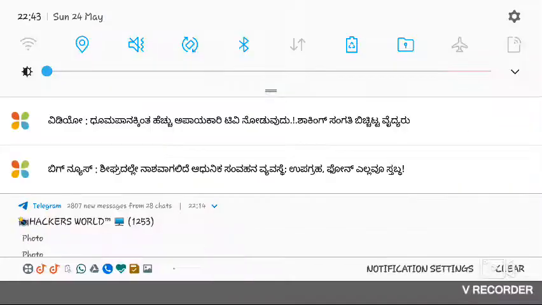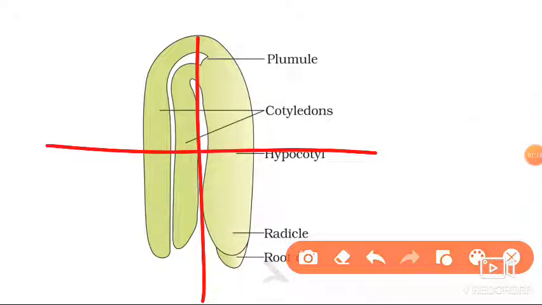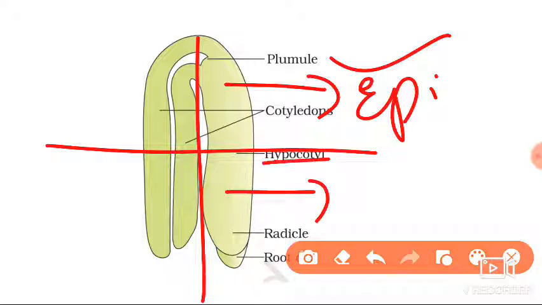You can see the embryonal axis and the cotyledons. Towards the upper region of the cotyledons, you can find the plumule or shoot tip, and this region we call the epicotyl. The lower region of the cotyledons is the hypocotyl. In the epicotyl region there is the plumule, and in the hypocotyl region there is the radicle and root cap. This is the important structure.